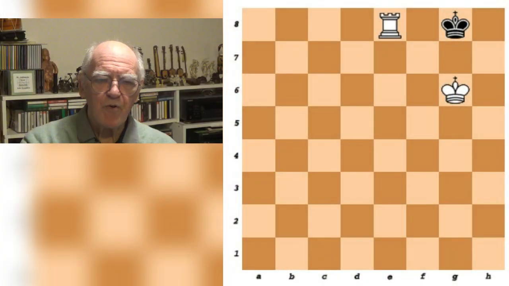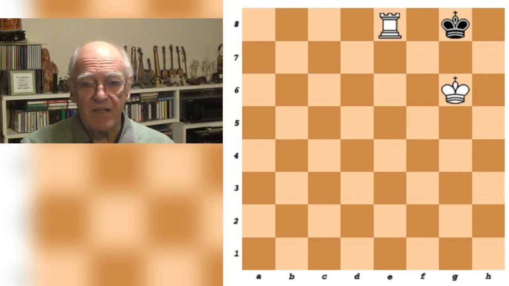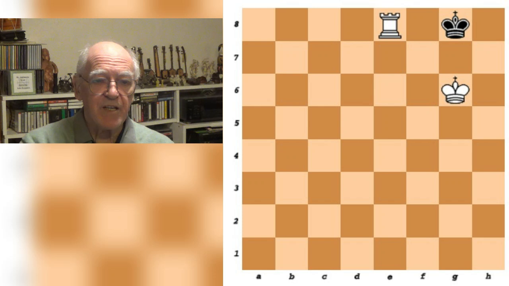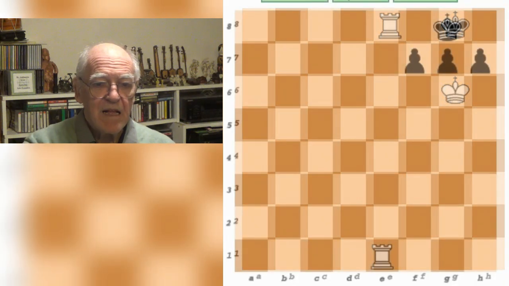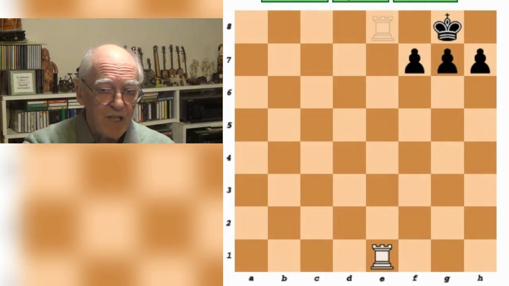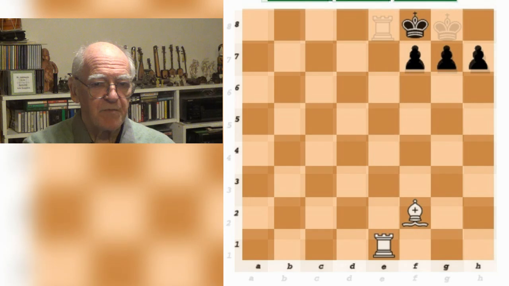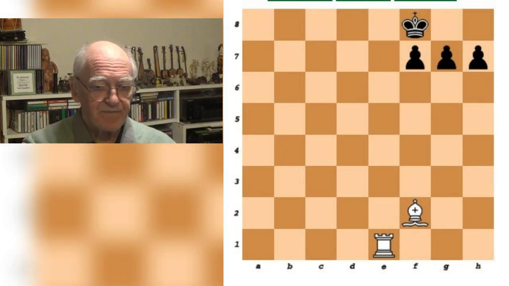But now suppose that those squares in front of the king, f7, g7 and h7, are occupied by his own pawns, as you see in this diagram. If we now give check with the rook from e1 to e8, then the king is also checkmated. There are many variations on this mating, which is called the corridor mate.